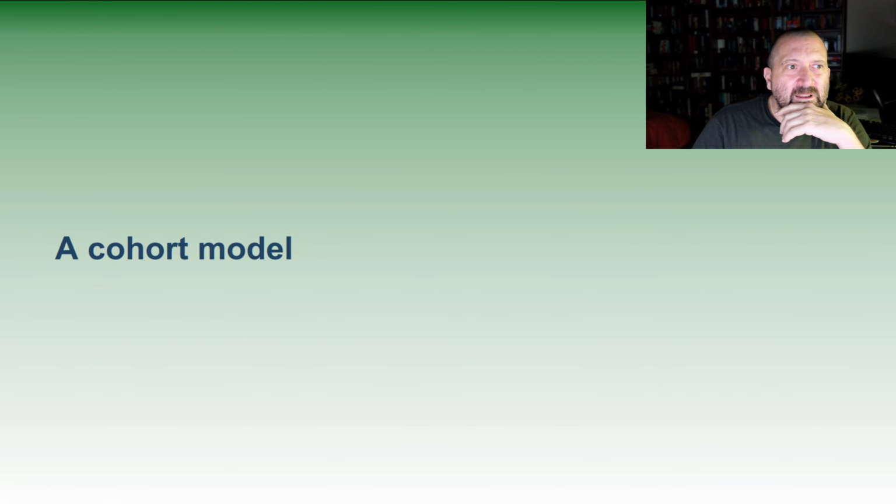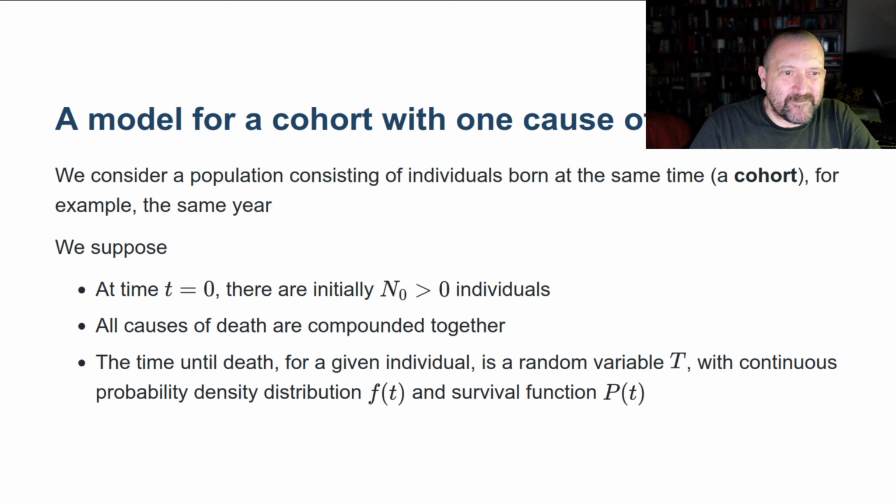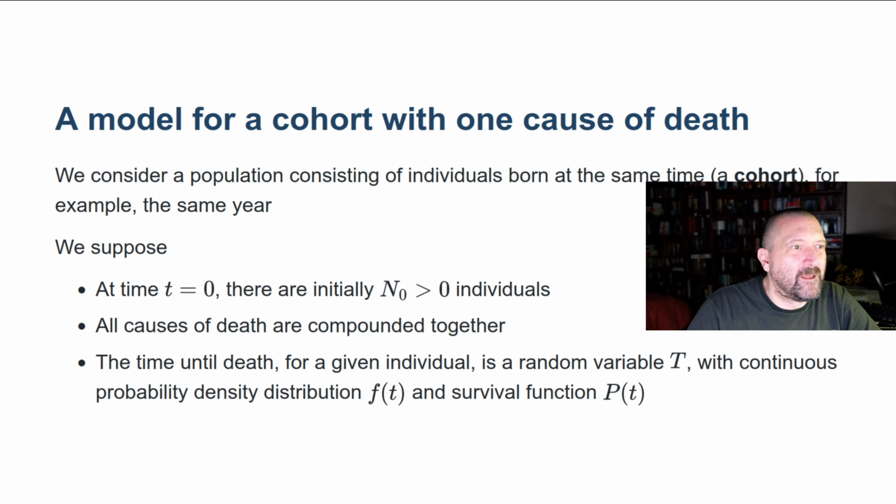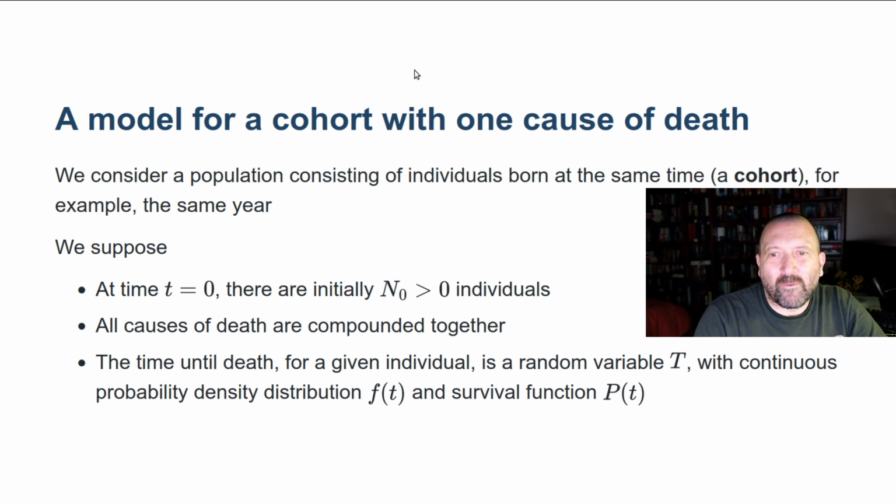Now let's look at how we can apply this. First is a cohort model. So let's look at a cohort model with a single cause of death. A cohort is a group of individuals who are starting at the same time, but here I'm going to suppose that they're all born at the same time, t equals 0. So that's my cohort, for instance the same year. At time t equals 0, I suppose there are n0 positive individuals.